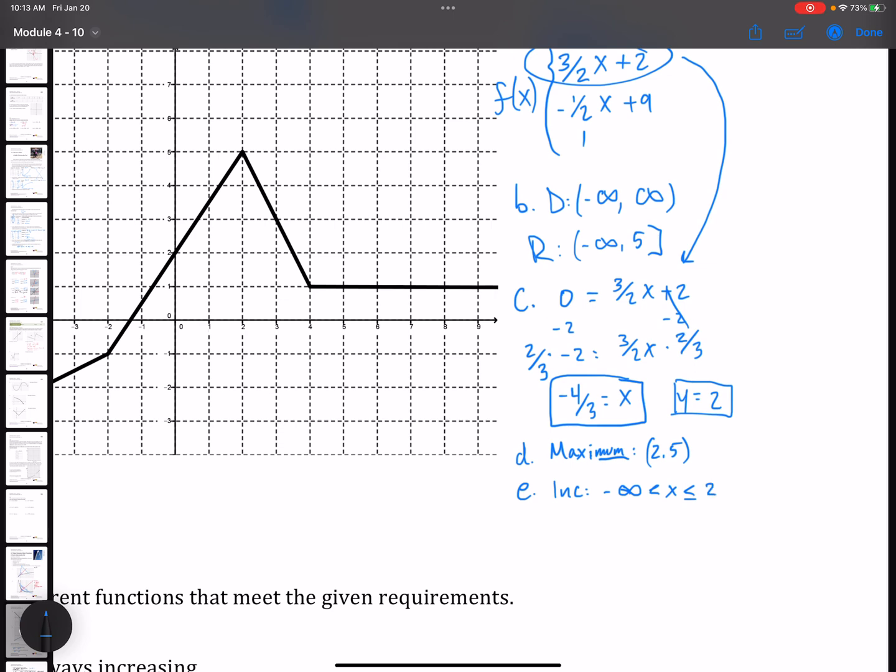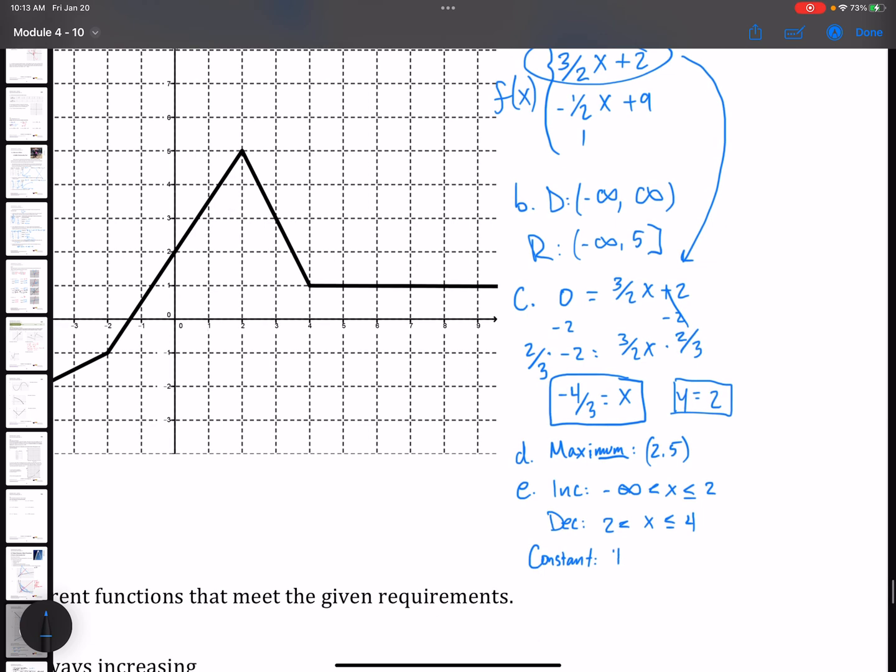If that is the case, the decreasing is 2 less than or equal to x less than or equal to 4. Very good. And then it's constant, 4 less than or equal to x is less than infinity, right?